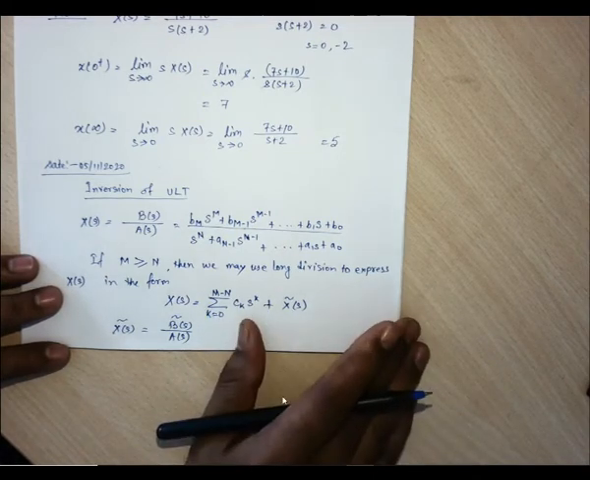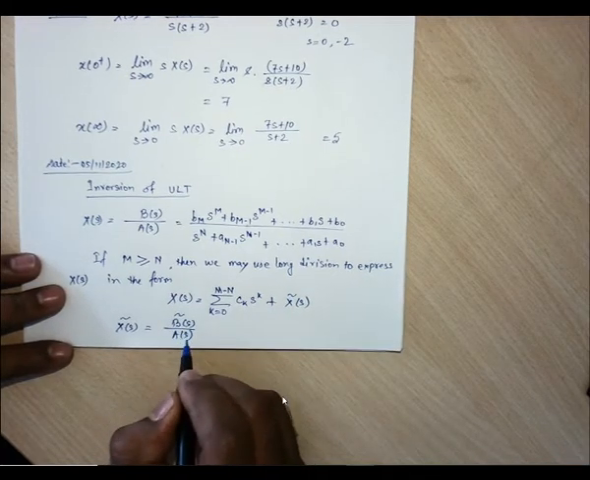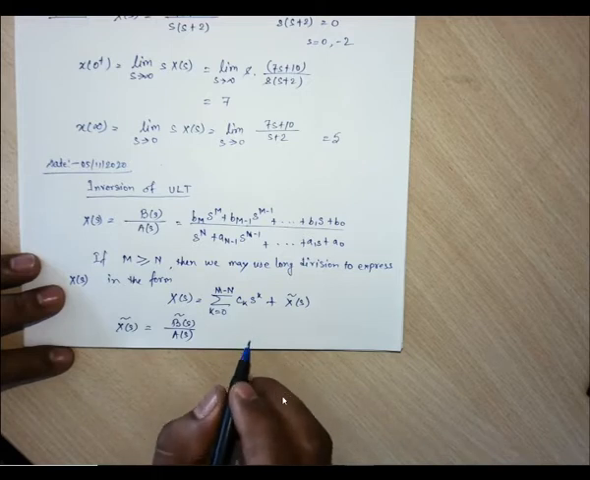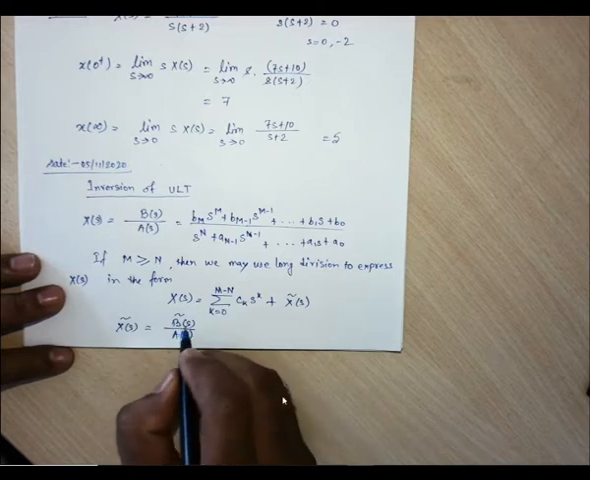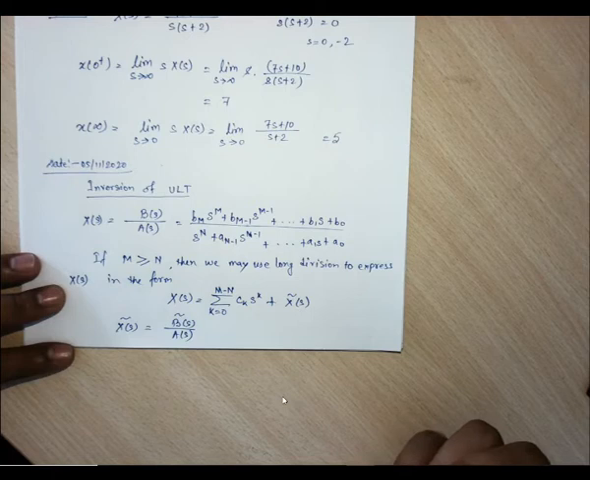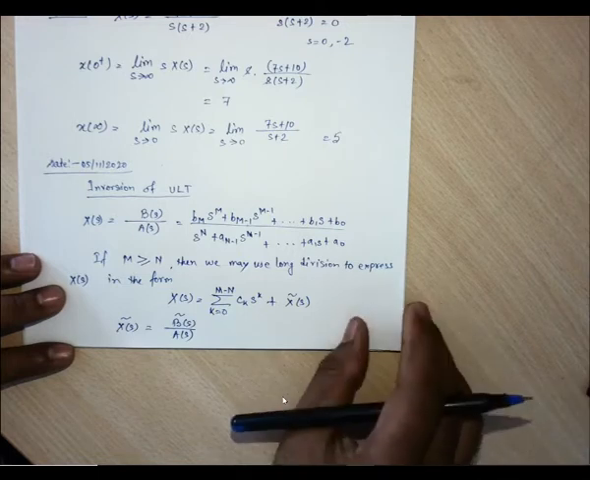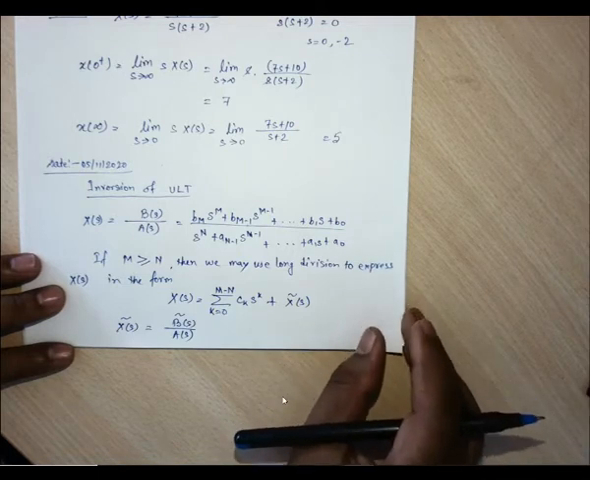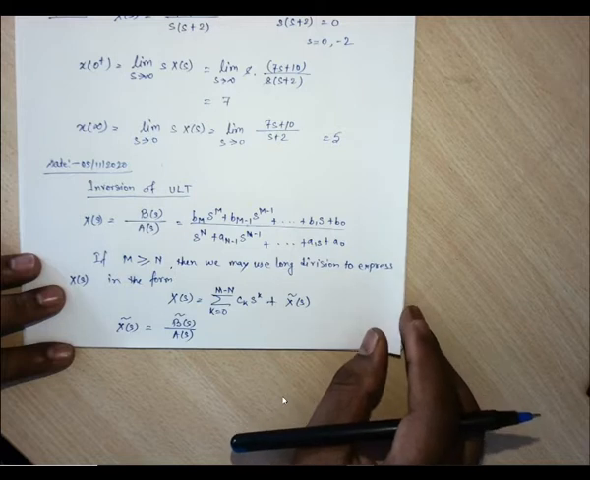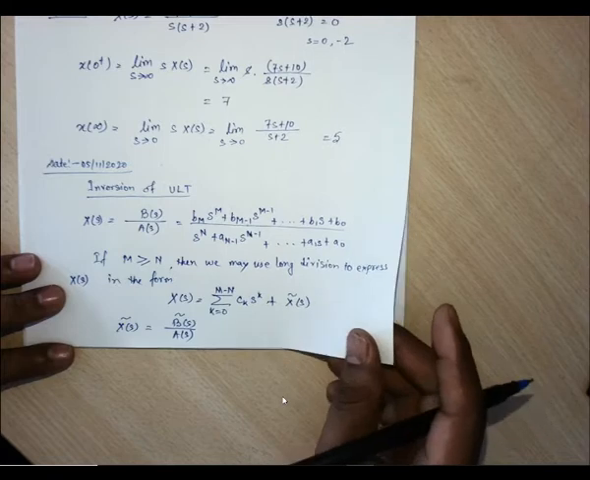This numerator polynomial B(s), the new B(s), has order 1 less than the order of the denominator polynomial A(s). The partial fraction expansion method is used to determine the inverse transform. Next we need to go with the partial fraction method to determine the inverse transform of this X(s).